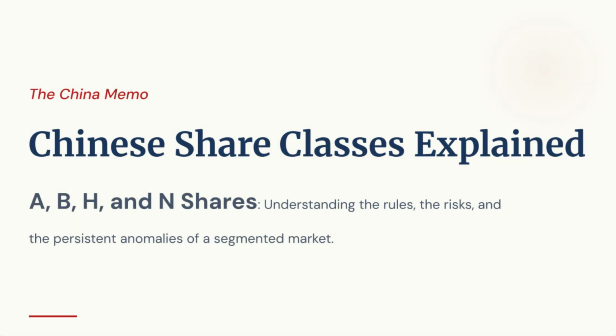Understanding why requires understanding the four main Chinese share classes, A, B, H, and N. This episode explains each one, what it is, who trades it, what kind of companies you find in it, and how it behaves differently from the others.